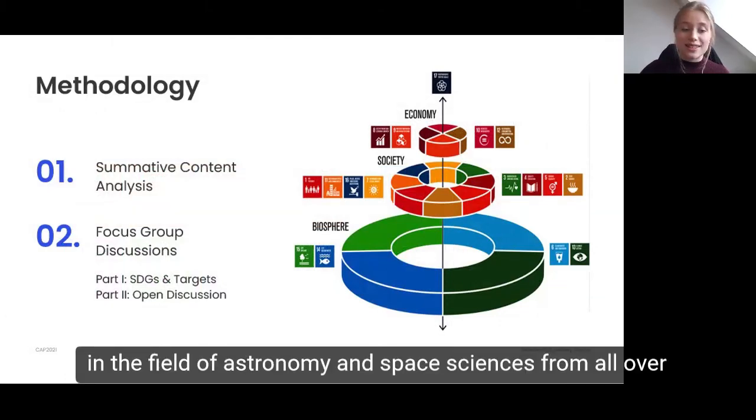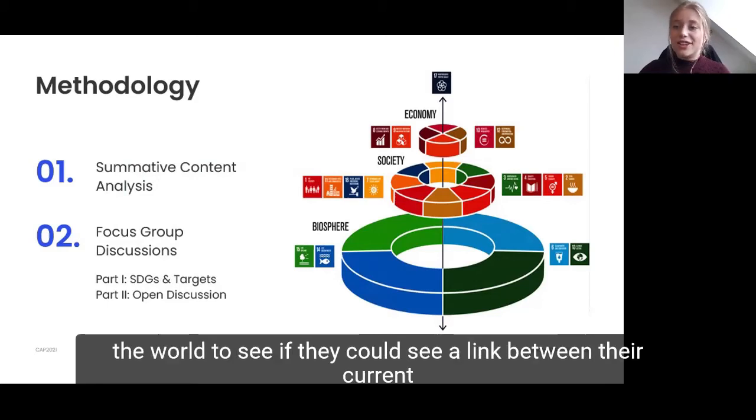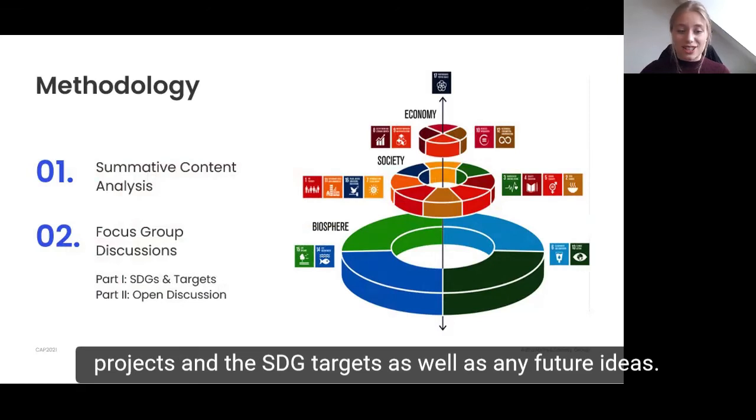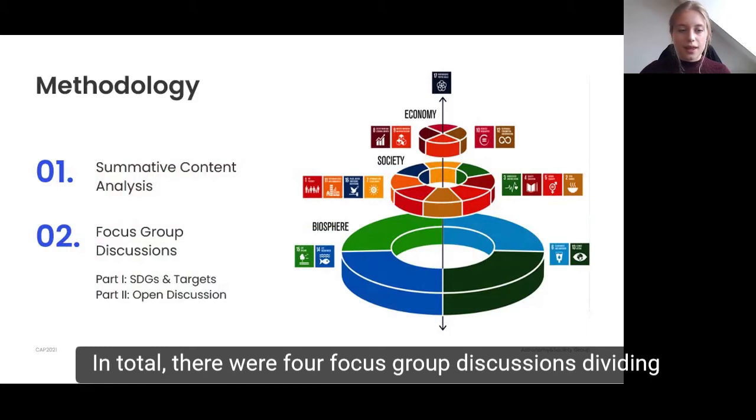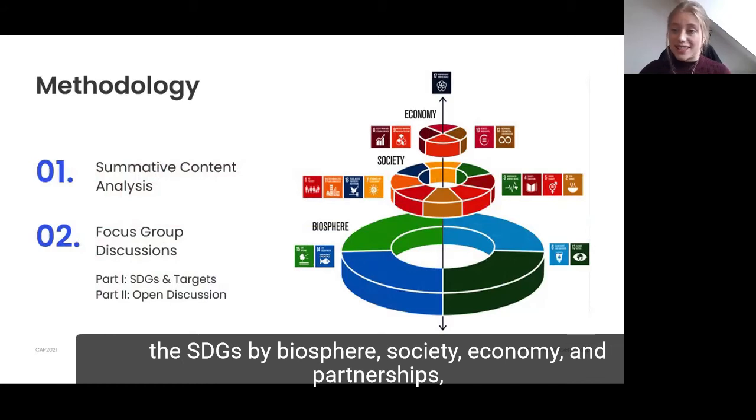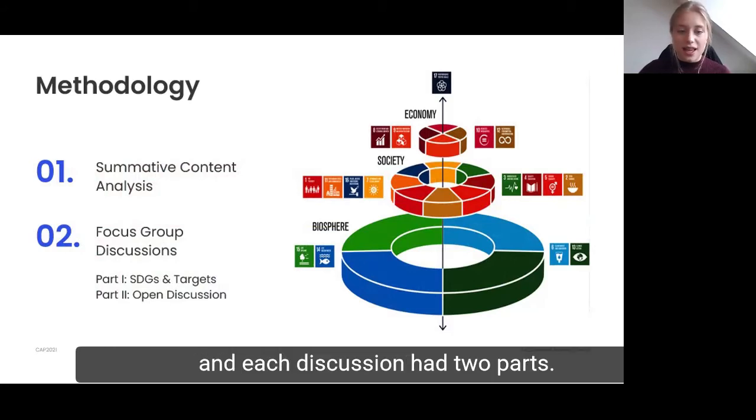of astronomy and space sciences from all over the world to see if they could see a link between their current projects and the SDG targets, as well as any future ideas. In total, there were 4 focus group discussions, dividing the SDGs by biosphere, society, economy, and partnerships. And each discussion had 2 parts.